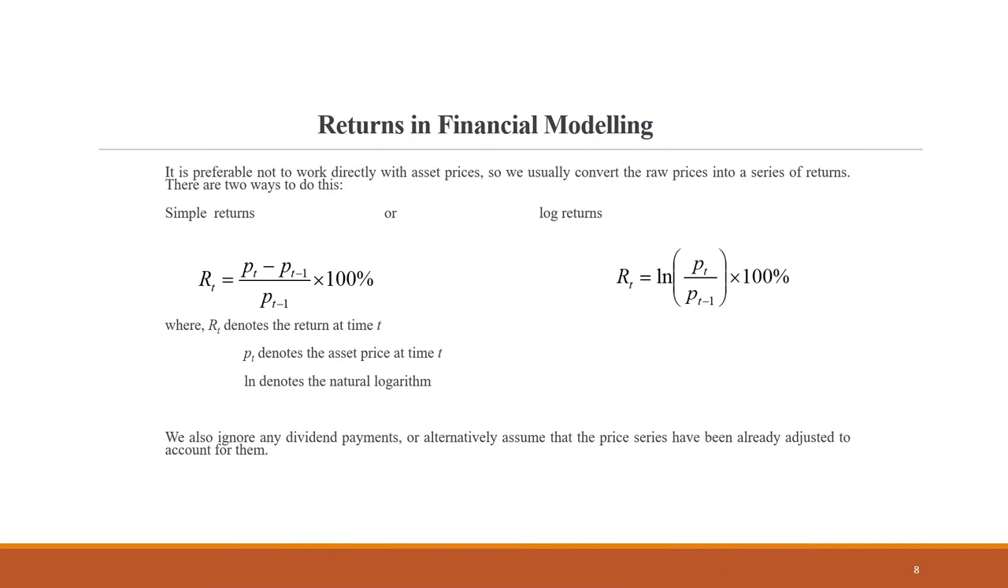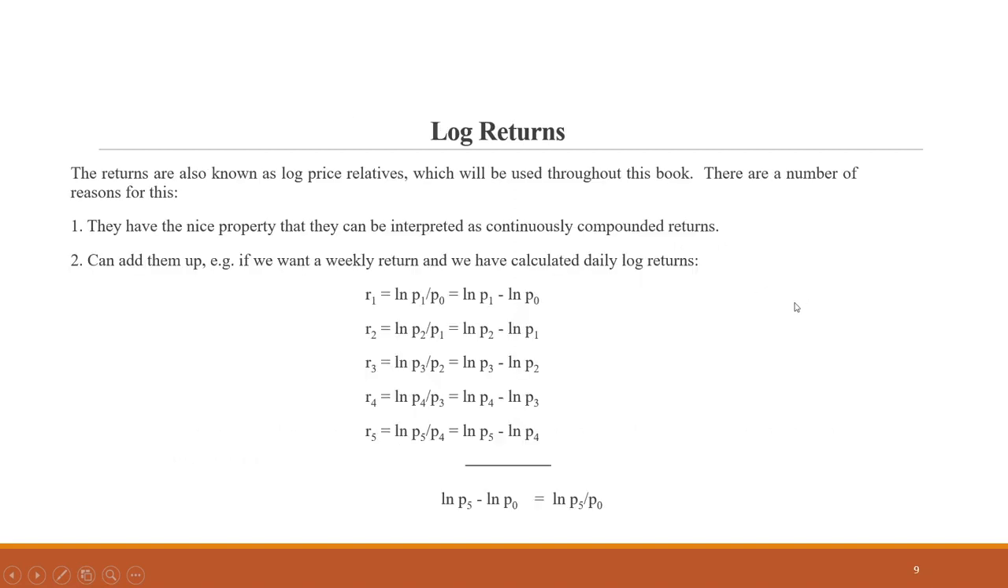We always work on transformed series, that is, we work on returns rather than raw prices. So how do we calculate the returns? It is very simple. Rt is equal to the present price minus the previous price, upon the previous price. The same thing can also be calculated with the help of log returns. Rt is equal to ln, natural logarithm, of present price upon previous price, into 100%. Now, these log returns have some very nice properties. They can be interpreted as continuously compounded returns.